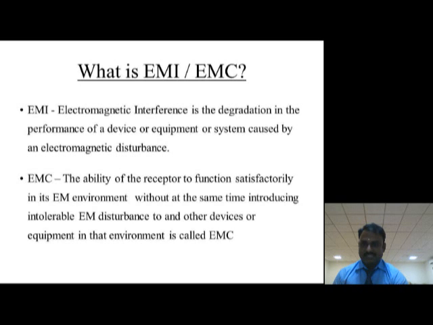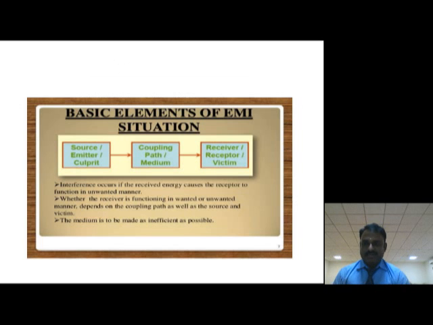These are the basic fundamentals of EMI and EMC, and we are going to discuss the basic elements of an EMI situation. It has three major elements. The very first one is the source, the next one is the coupling path, and the third one is the receiver or receptor. Another name for the source, or emitter, is the culprit, which is the source of interference, and the coupling path is how the interference couples towards the receptor. The last component is the receiver or receptor, which is called the victim.